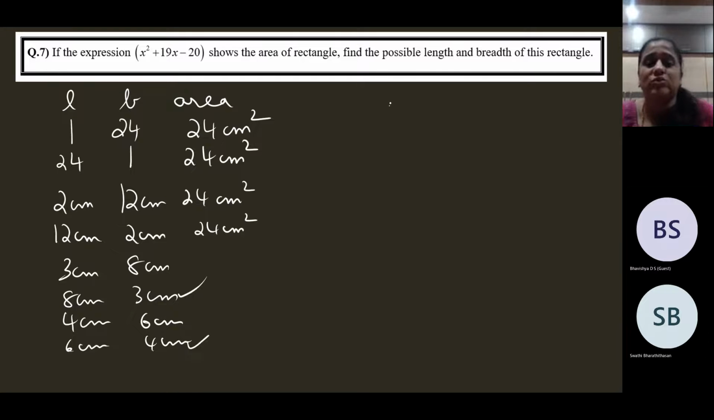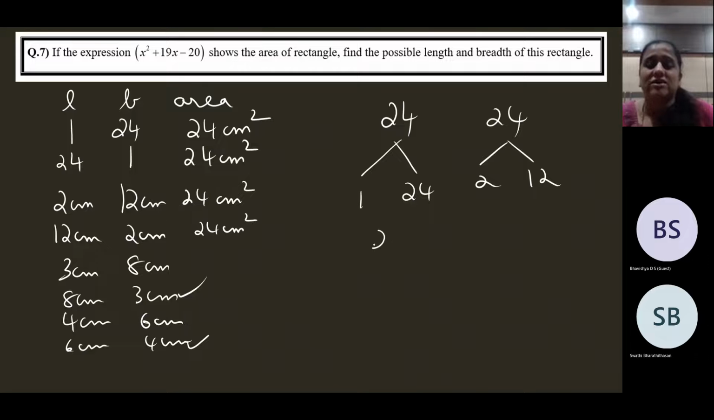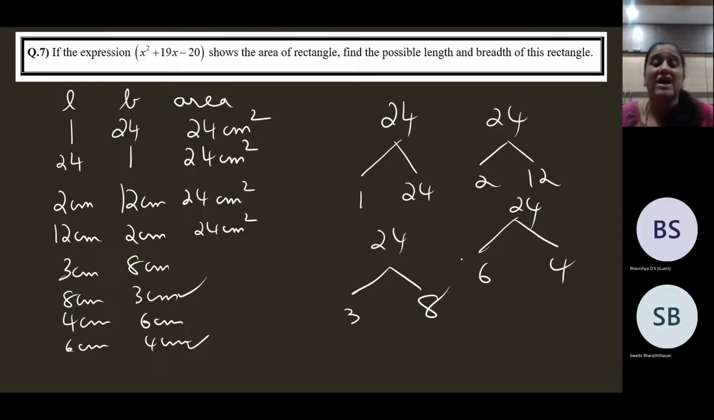So what did we do with 24? We factorized 24. 1 into 24. Then 2 into 12. Then 3 into 8. Then 6 into 4. We factorized 24. You should do the same thing here. Whatever procedure applies to a number, the same procedure applies to an expression.